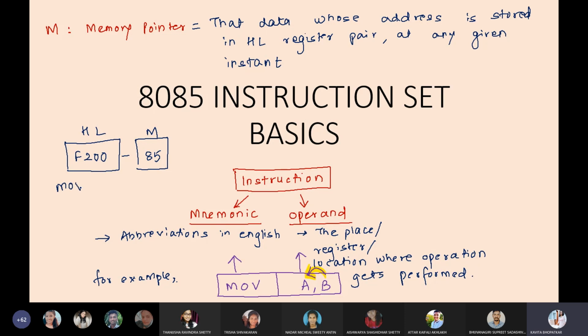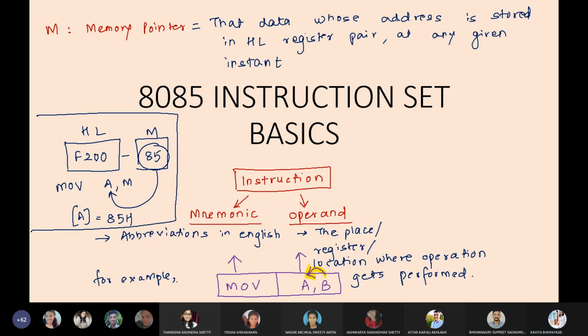So when you write an instruction as MOV A, M, तो MOV A, M का मतलब है M क्या है? M is that data whose address is in HL register pair. So what will microprocessor do? It will go to HL register pair. HL register pair में क्या address है? F200. Then it will go to F200, see what is the data. Data is 85. Then it will upload that 85 into accumulator. So after execution of this, accumulator content will be 85H. Did you understand what do you mean by M?